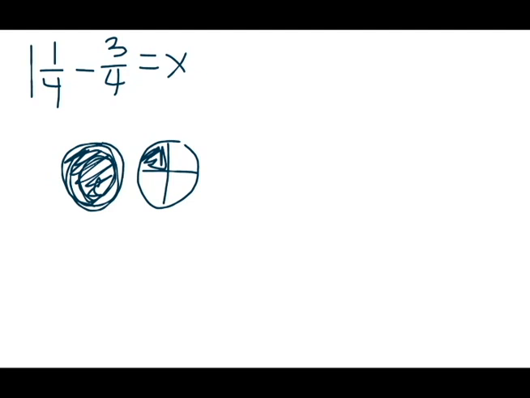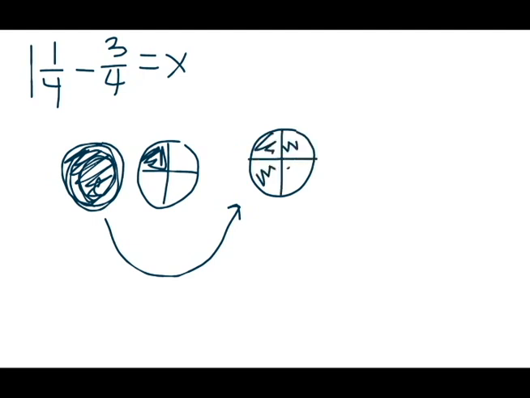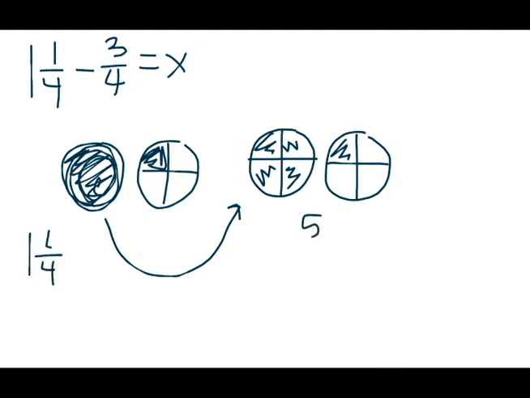So to subtract 3/4, I'm going to break my 1 up into 4 parts. And my 1 shaded fraction piece from 1/4 remains the same. So I no longer have 1 1/4, I now have 5/4.